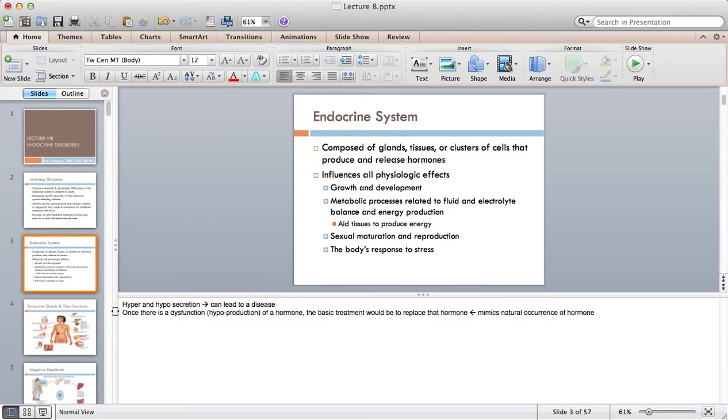On the flip side, if it is overproduction that is causing the problem, the goal of that management would be to identify the source or what is causing that overproduction, eliminate it, and or by all means decrease the level of that hormone. So if you don't remember anything about the endocrine system and its function, just remember this.